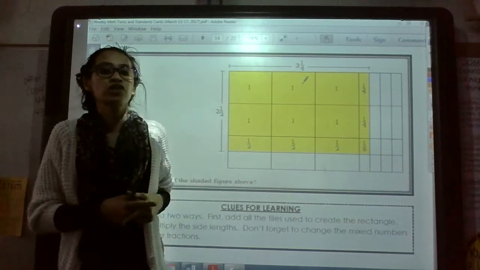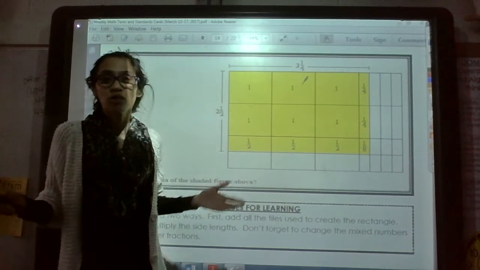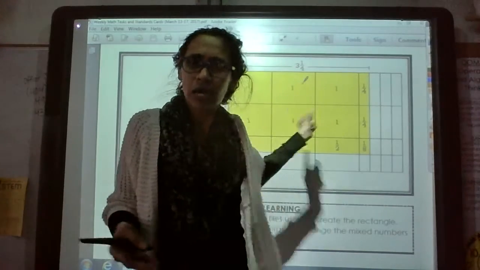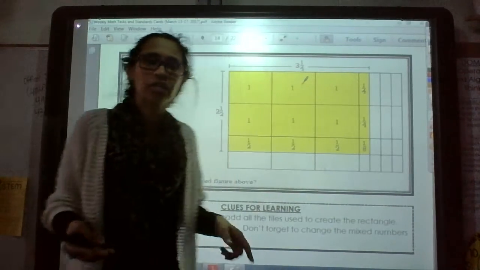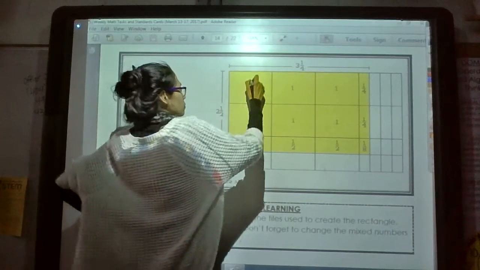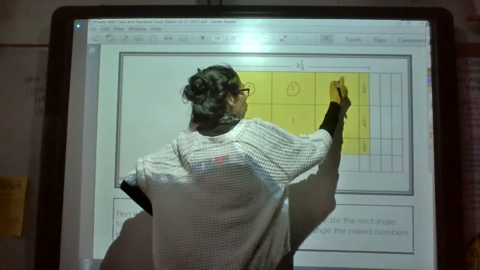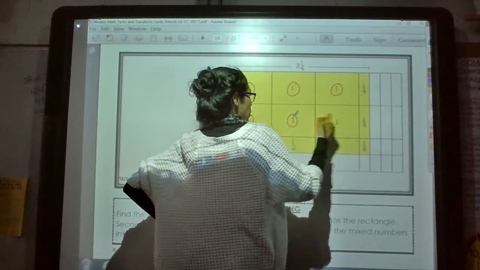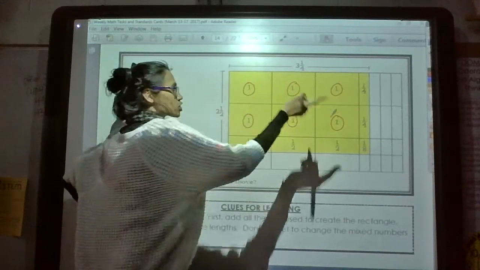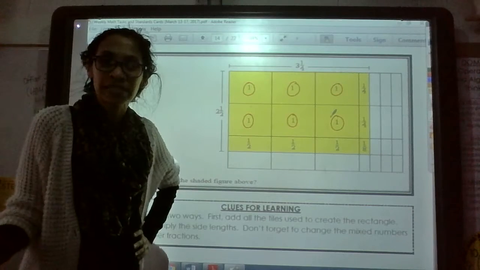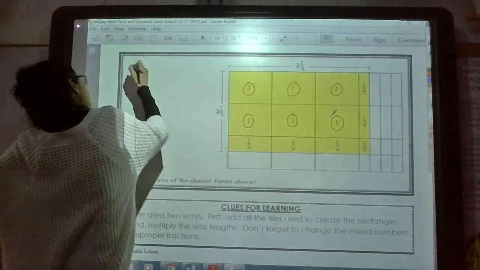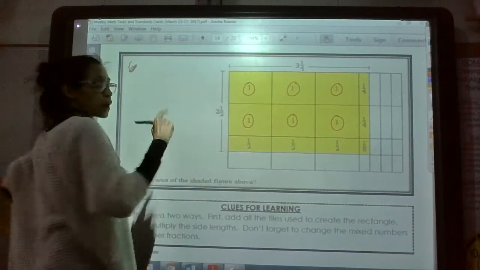So let's do the first way. The first way is by counting the tiles, adding the tiles together. So easy. The numbers are right there. Look, I have a 1, a 1, a 1, there's a 1/4, the 1, 1, 1. So I can actually just go ahead and add those one wholes together. How much do I have? I have 6. Make sure you're writing this in your journal.